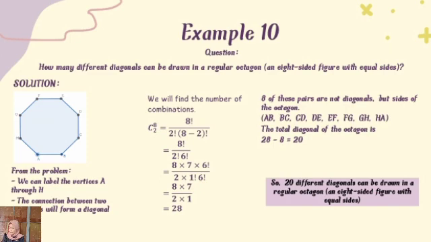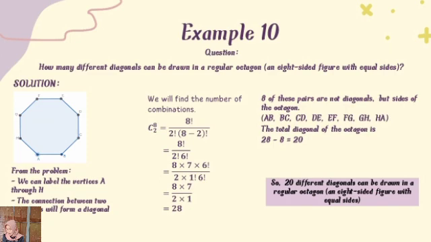So, the combination of 8 choose 2 equals 8 factorial over 2 factorial times (8 minus 2) factorial. So, 8 factorial over 2 factorial times 6 factorial equals 8 times 7 times 6 factorial over 2 times 1 times 6 factorial. So, we cancel 6 factorial because it results in 1. So, 8 times 7 over 2 times 1 equals 28.